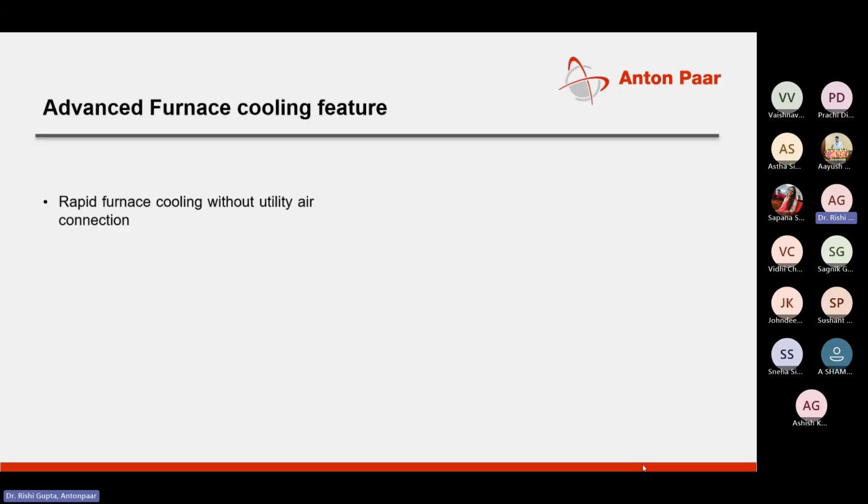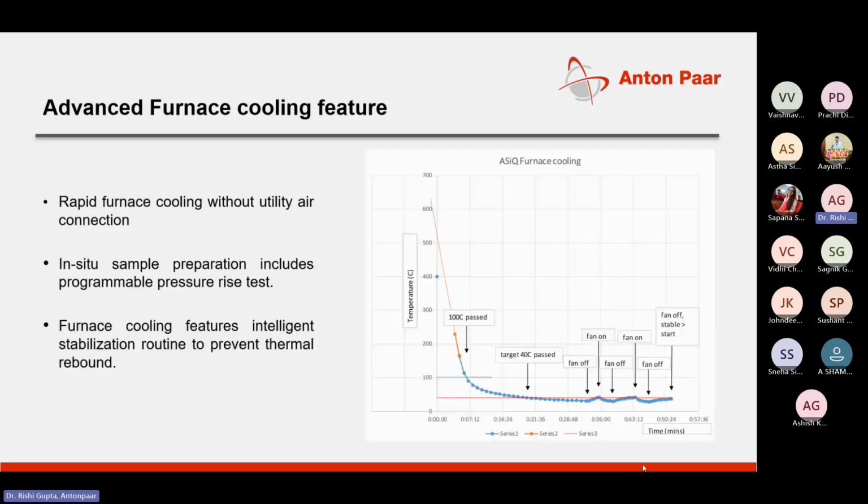So rapid furnace cooling without utility air. You need not have a compressor. It's already there. It will cool down your furnace very fast. And the rate of cooling is such that from 600 to 40 degrees centigrade, it gets stabilized within 30 minutes.